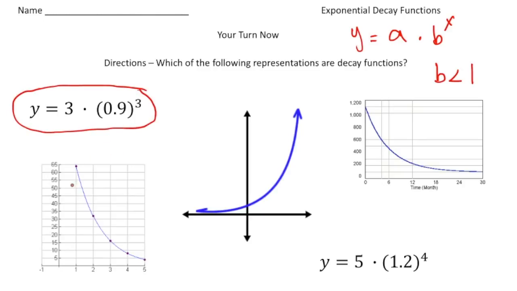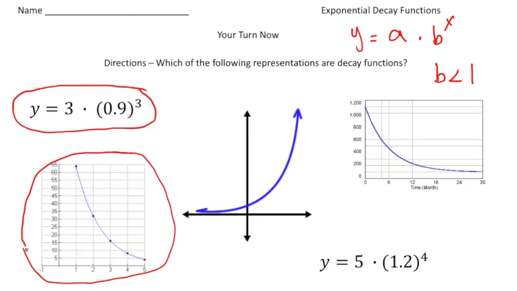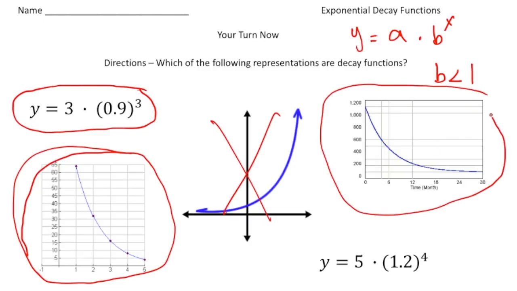This one here, again, look at the y values. The y values are getting smaller and smaller as the x values are getting larger. So this is also a decay function. This one, the y values are getting larger as the x values are getting larger. So this is actually a growth function. So this is not a decay function. Here, this is also a decay function because, again, look at the line going downward, and the y value is getting smaller and smaller. So this is also a decay.